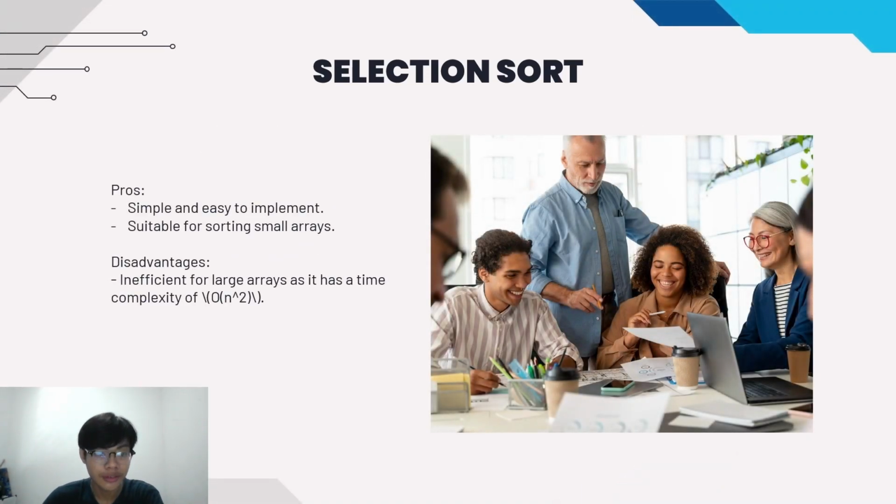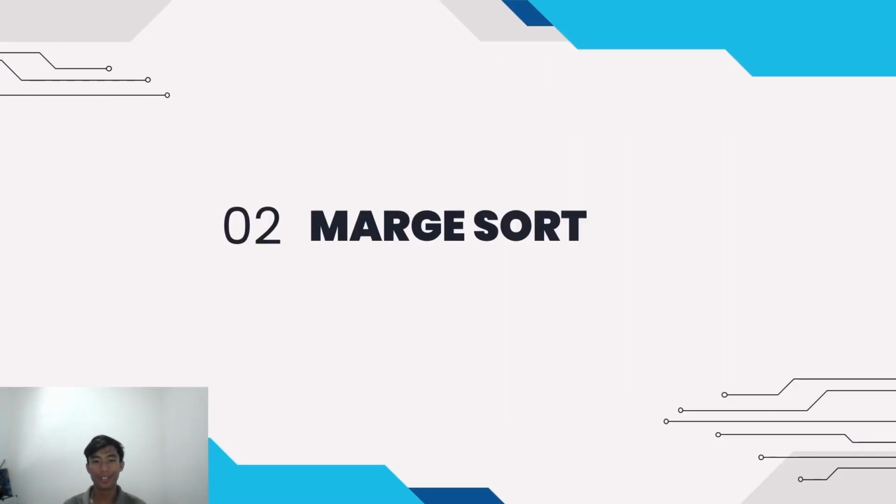Now, I would like to tell you the pros and disadvantages of selection sort. Let's start with the good ones first. First, it's simple and easy to implement. And second, it's suitable for sorting small arrays. But it also has some cons, like being inefficient for large arrays, as it has a time complexity of what is shown in the video.